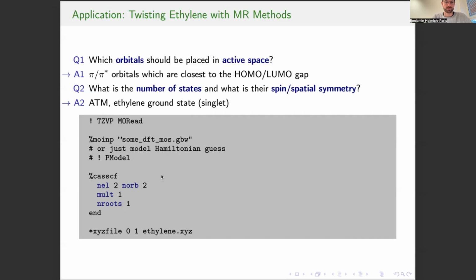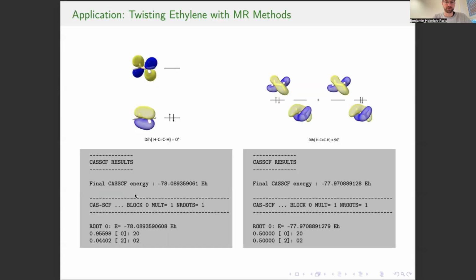There are plenty of options for how to generate starting orbitals. For very simple molecules like ethylene, it's sufficient to start from DFT orbitals or just use the normal model Hamiltonian guess that you would also use for a Hartree-Fock or DFT calculation. Here you see the results of a CASSCF calculation. On the left, we have the planar calculation where the CASSCF energy is printed, and also the leading configurations in the wave function expansion. You see that the leading configuration is the Hartree-Fock determinant where the pi orbital is doubly occupied.